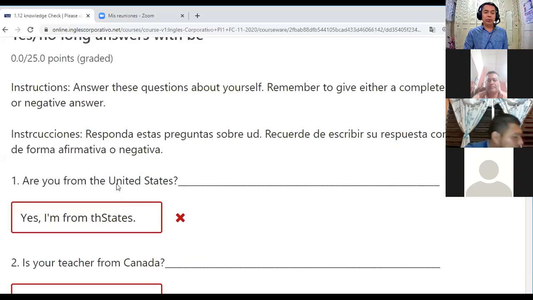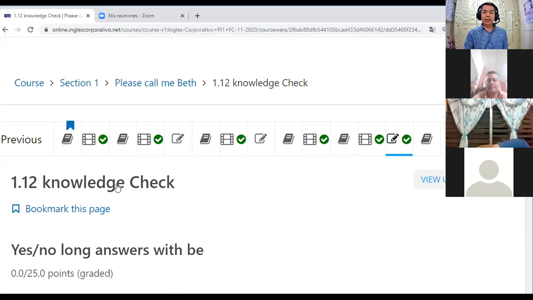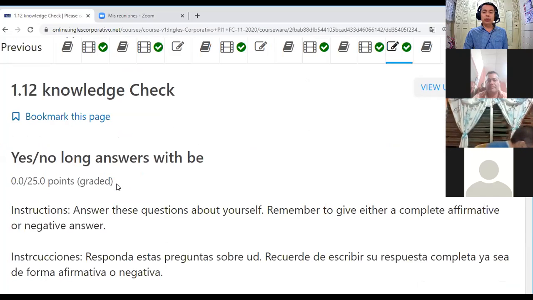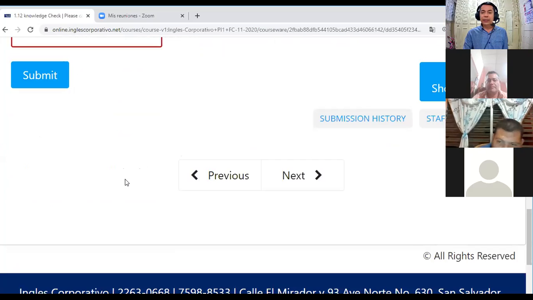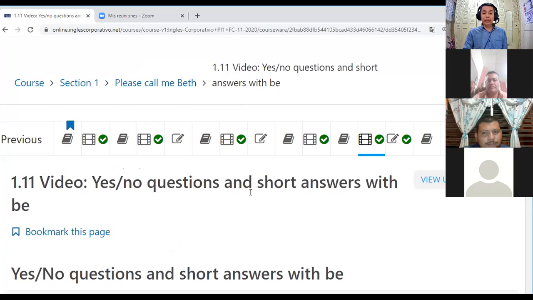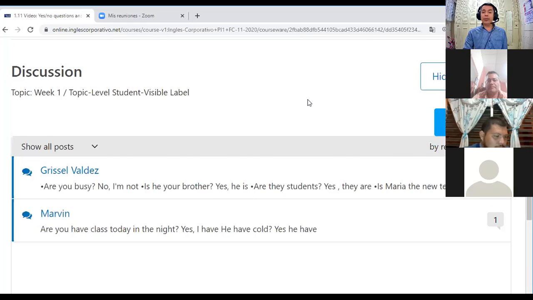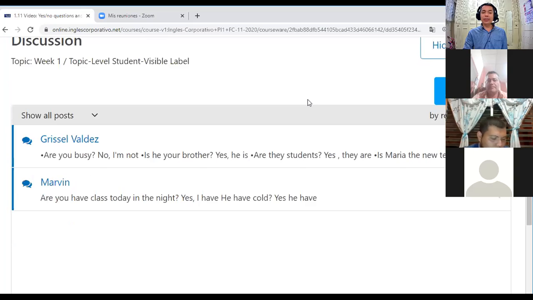Vaya, aquí en el 1.12 está el check, 1.12, ¿verdad? Bueno, aquí no me aparecen comentarios, solo en el video me imagino. Déjeme ver un segundito, Grisel. Sería el 1.11. Ajá, aquí está el comentario. Por lo menos me aparecen dos. El de Marvin y el de Grisel.